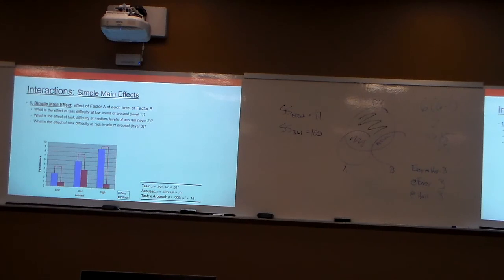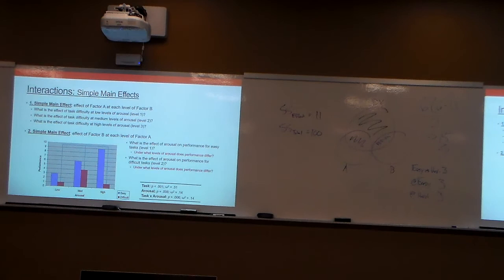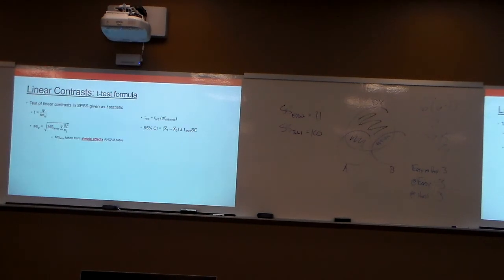1, 2, 3 here, right? What's the effect of task difficulty at low levels of arousal, medium levels of arousal, high levels of arousal? So we've got 3 functionally independent sample t-tests here. Then I've got a simple main effect of factor B at each level of factor A. What's the effect of arousal on performance for easy tasks? What's the effect of arousal on performance for difficult tasks?